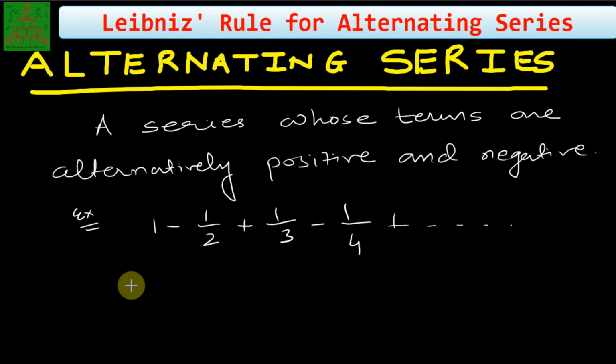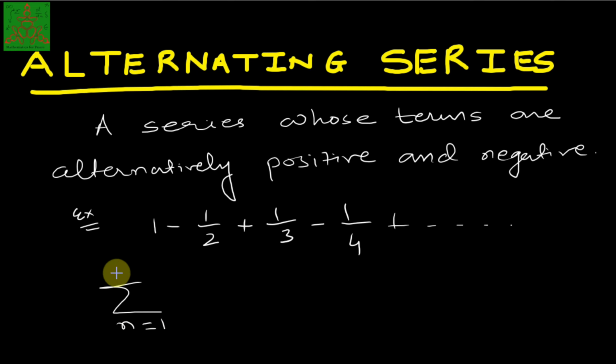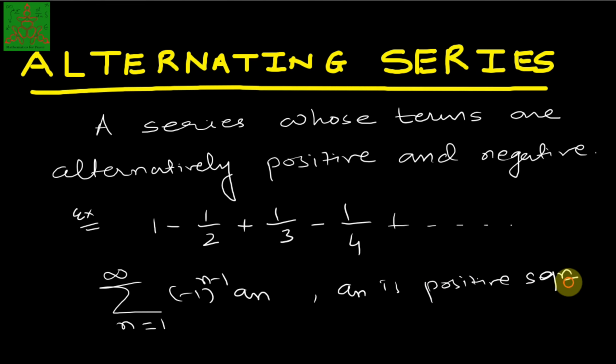In particular, an alternating series is always of the form summation n running from 1 to infinity of minus 1 raised to n minus 1 times an, where an is a positive sequence. Positive sequence means each an is positive.